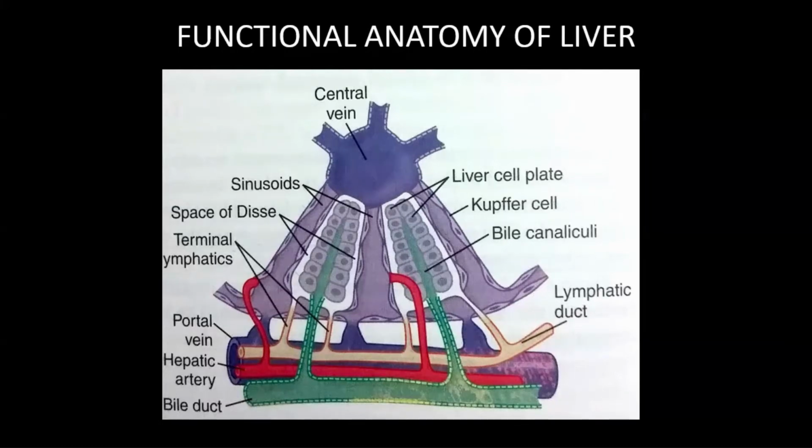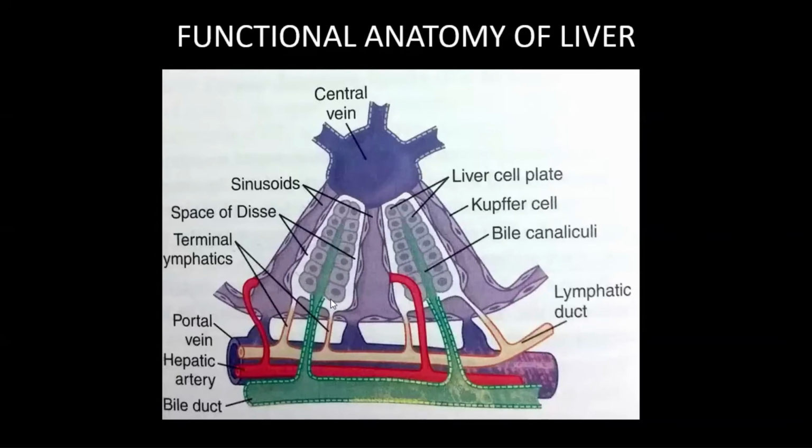So do you understand the functional anatomy of the liver? I am just repeating it again. The functional unit of the liver is called the liver lobule. This liver lobule is cylindrical in structure and is arranged around the central vein. It is made up of liver cell plates, and between the two cell plates is a bile canaliculus. The hepatocytes produce bile and pour it into this bile canaliculus, and from the bile canaliculus, it opens into the bile duct.